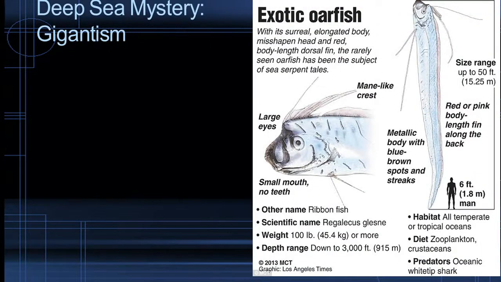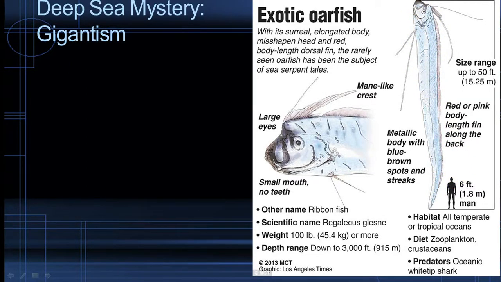Now this is a mystery right here. We have discovered that there are some creatures living down there that every now and then we'll find a dead one that'll come to the surface. And they're massive. So we know about the giant squid, right? So there's the giant squid, that the only ones we've seen are dead ones. And then there's this one, the exotic oarfish. So look here, here's a 6 foot tall man, and that oarfish is massive, okay?